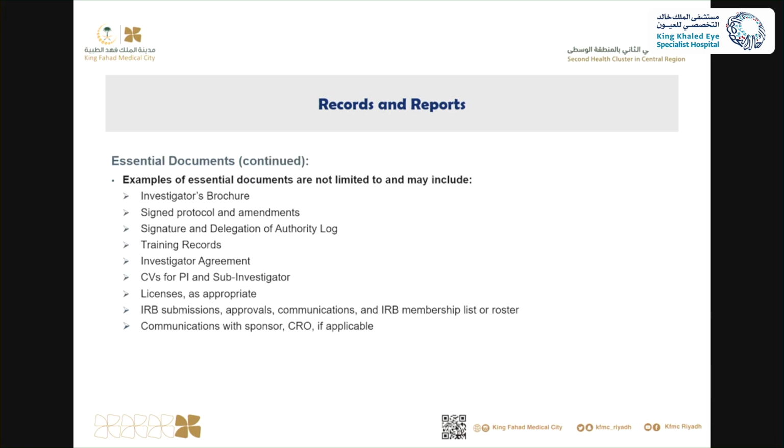These are examples of essential documents: investigator brochure, signed protocol and amendments, delegation log, training records, investigator agreement, the CVs, the GCP certificate, the medical license, IRB submissions, approvals, amendments, etc. Any communication with the sponsors or the contract research organization is also called an essential document.